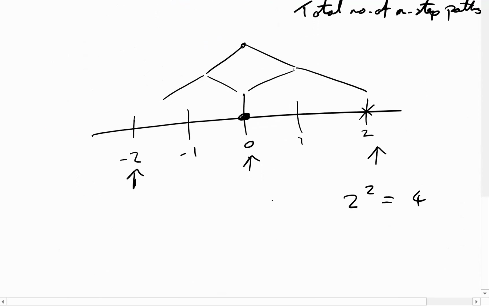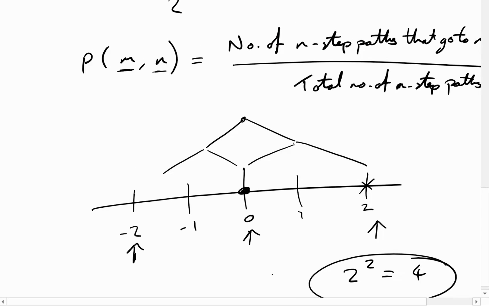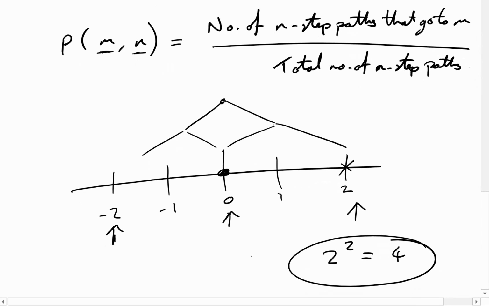So now the total number of n-step paths that I can take is 4. But only one of them will get me to 2, only 2 of them will get me to 0, and only one of them will get me to -2. So in other words, the probability that I will end up at position -2, let's say, is going to be the number of n-step paths that go to m, and there's only one of those, out of the total number of n-step paths. Well, there's 4 different paths that I can take, so it's going to be 1 out of 4.